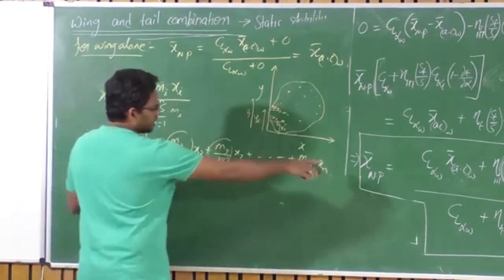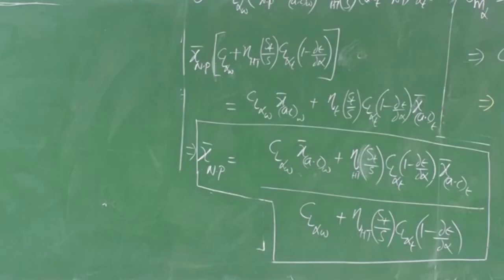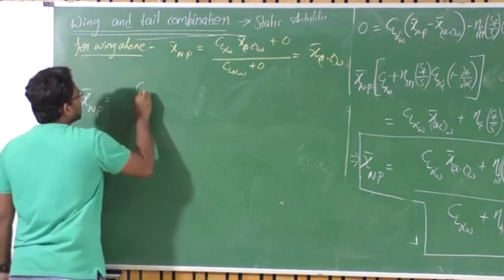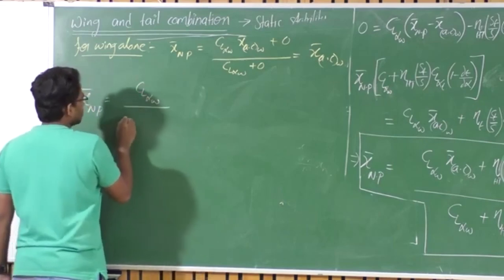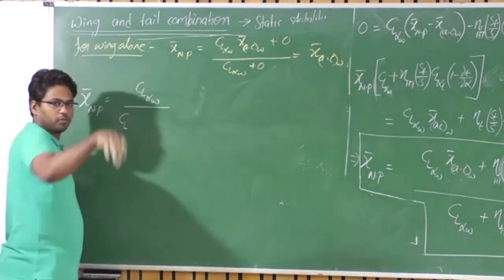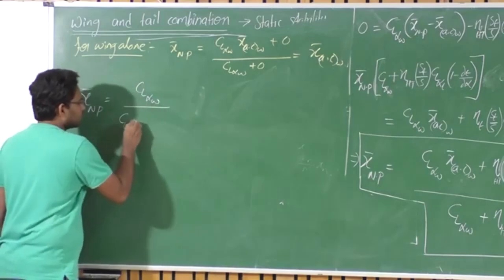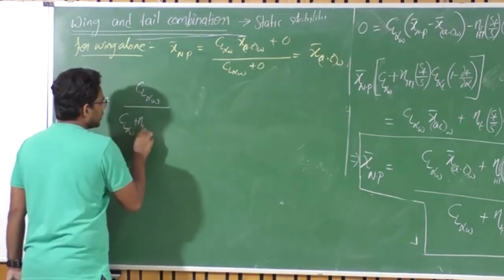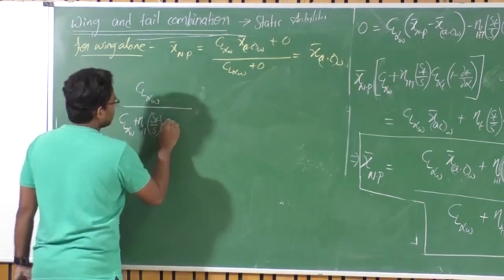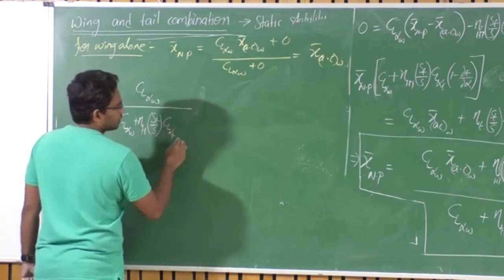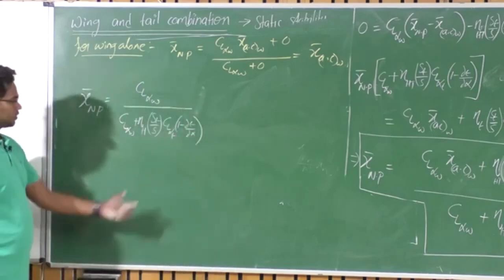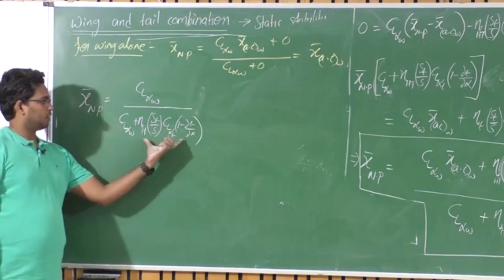Similar to that, can we look at this expression xnp? So xnp is equal to CL alpha of wing upon the total CL alpha of the aircraft, which is like the total mass of the aircraft, isn't it? So total mass of a body is like, so CL alpha of wing plus eta of horizontal tail ST upon S times CL alpha of tail times 1 minus dou epsilon by dou alpha. Am I correct? So is it not the total CL alpha of the aircraft?